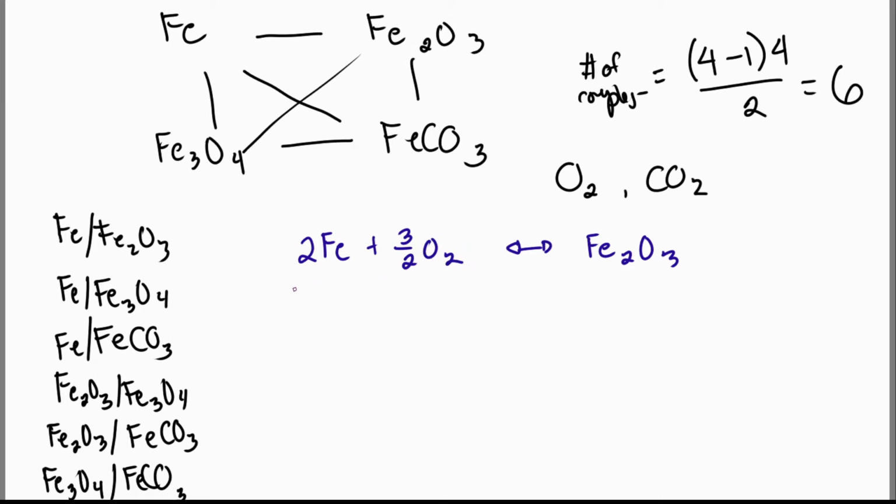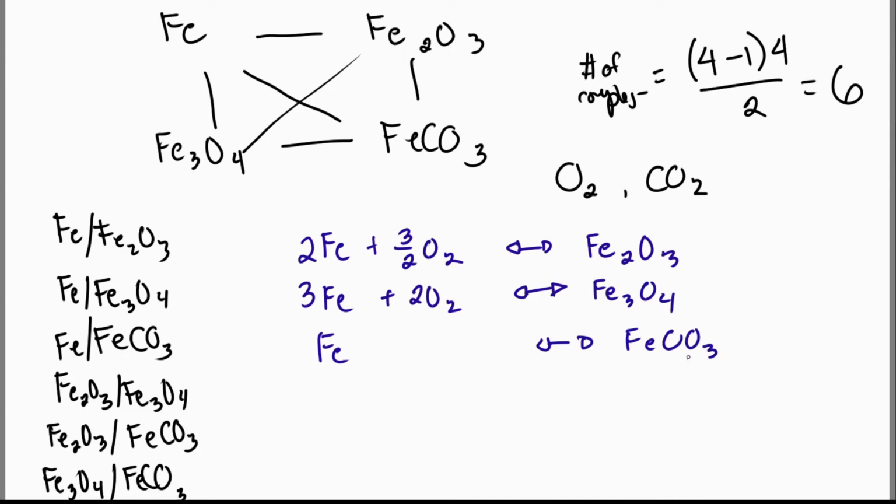So, to continue on with the other ones, 3 Fe plus 2 O2 to form Fe3O4. I trust that you know how to balance equations. So, now let's look at Fe and FeCO3. Here, we have the same amount of Fe. Now, we need to balance for carbon and oxygen. First, balancing for carbon, we need to add 1 carbon dioxide, since there's 1 carbon here, plus CO2. Then, we're still missing 1 oxygen atom. So, we add 1 half O2.